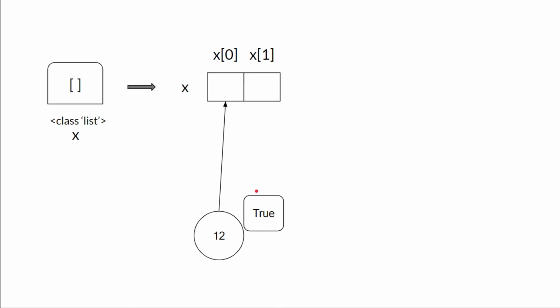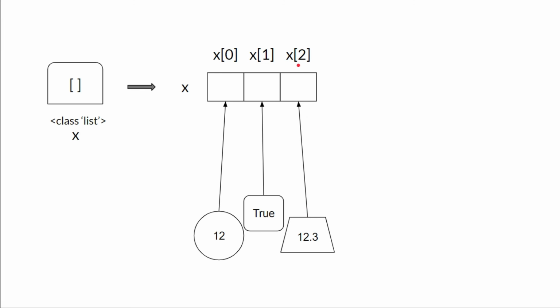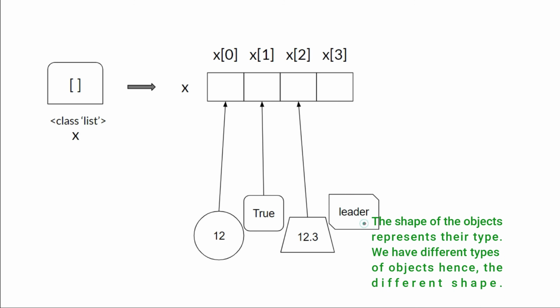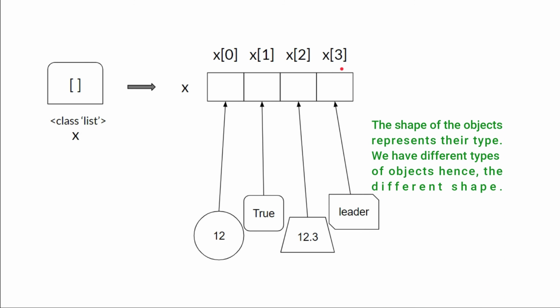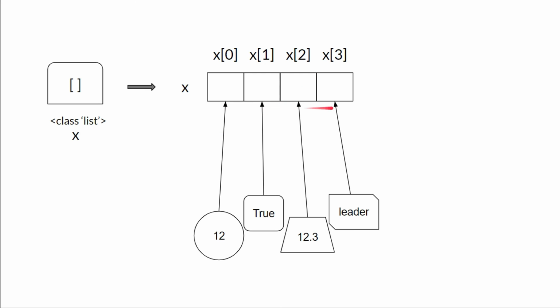Then the next value true is assigned. So an object of class boolean is created with value true and its reference is assigned to x of 1. Now the float object with value 12.3 is created and its reference is stored in x of 2. And at last the string object is created and its reference is stored in x of 3. See, the values themselves are not stored in the list. Instead, the references of the objects are stored.